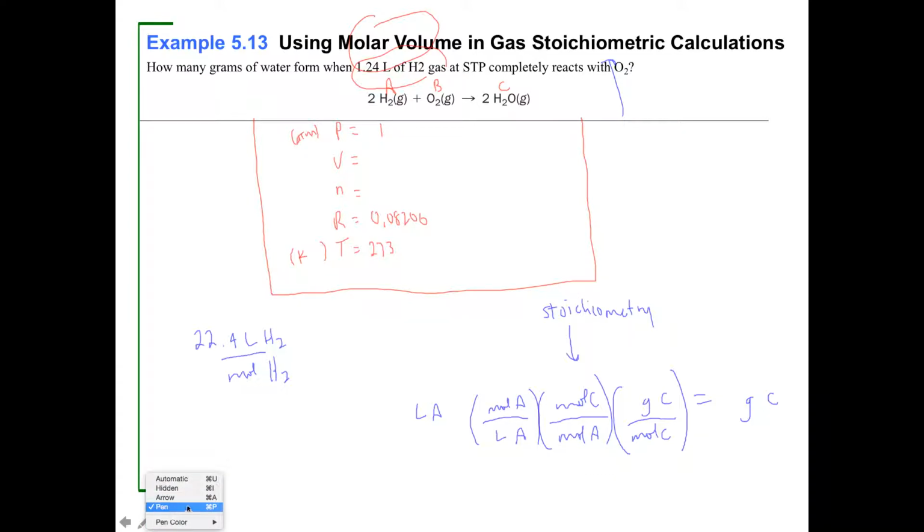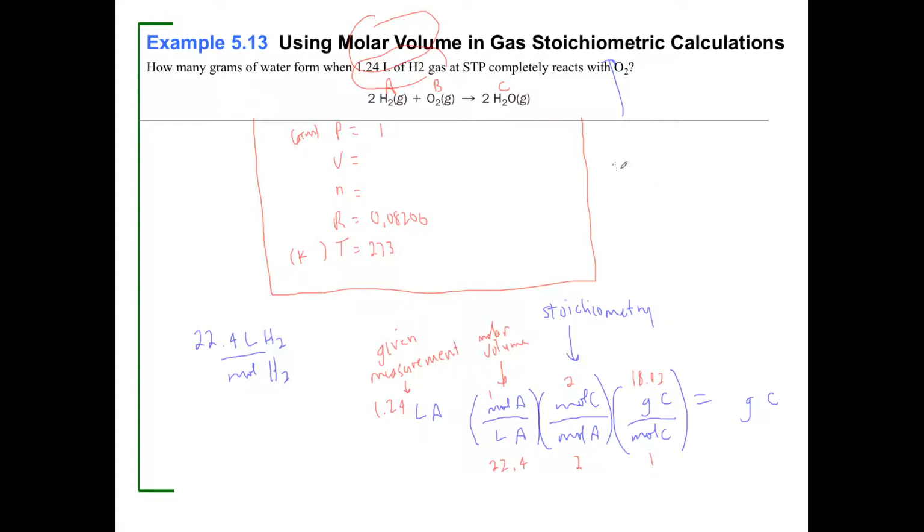I'm going to go back to red now. My liters of A is right here: 1.24. And this is just a given. It's a measurement. It's not a conversion. This is my molar volume, 22.4 liters per mole. This is my stoichiometry, and it looks like it's 2 to 2. And my grams per mole of C. I do this one so often. It's 18.02 grams of water per mole of water, right?